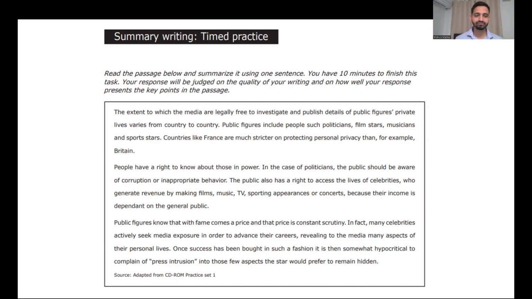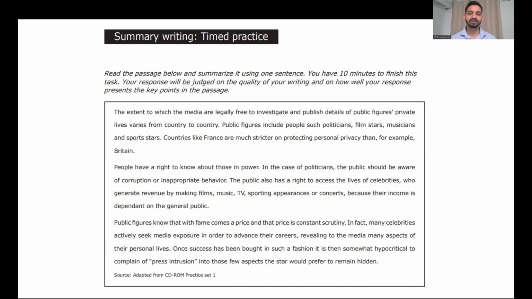Okay. Let's see what we can get from the second paragraph. People have a right to know about those in power. In the case of politicians, the public should be aware of corruption or inappropriate behavior. This is a detail, so we don't want to include that, but we'll see.